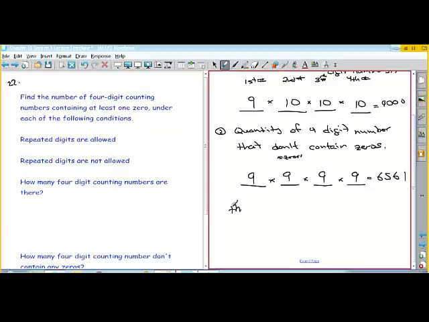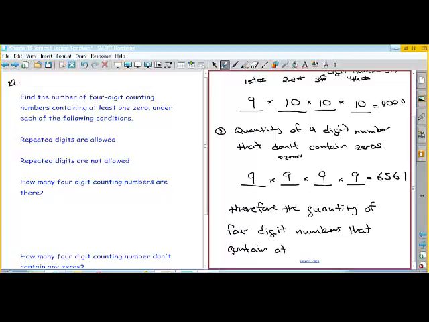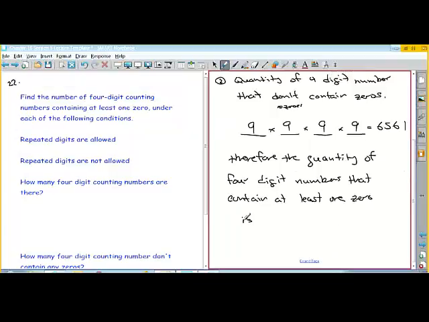So that's the total number of ones that don't have a 0. So what we can then say is, therefore, the quantity of 4-digit numbers that contain at least one zero is 9,000, the total number, minus the number that don't contain zeros, and that difference is going to be equal to, let's see, 3,439. Is that right? Can you check?